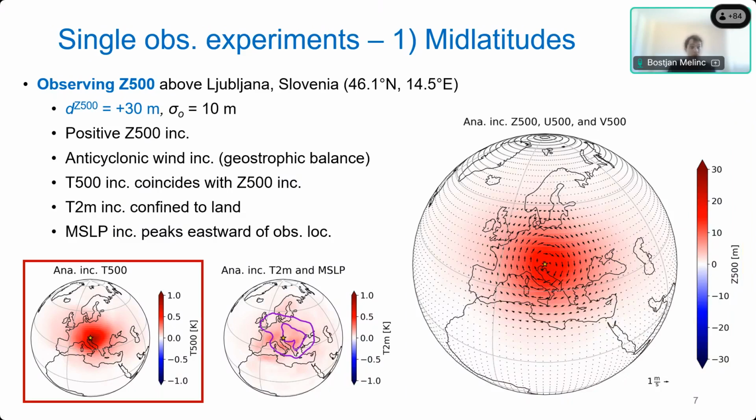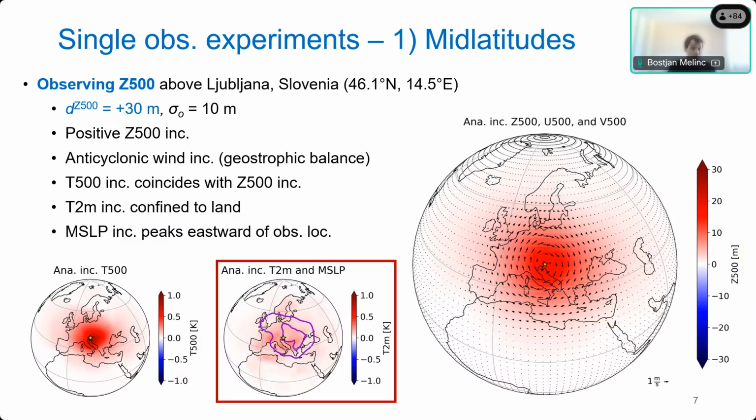T500 increment coincides with Z500 increment, and it's nearly isotropic, but the same is not true for example for 2-meter temperature increment, which is mainly confined to land. Now, why does this happen? This happens because typically the background variance of 2-meter temperature is much higher over land than it is over the sea. And we also see that the mean sea level pressure increment peaks eastward of the observation location, and its shape is deformed due to orography. So we also have some local features in our increments.